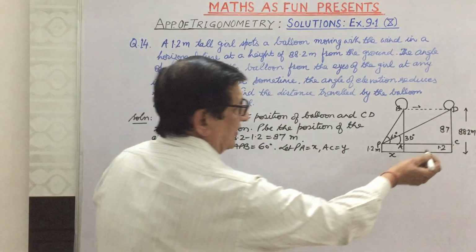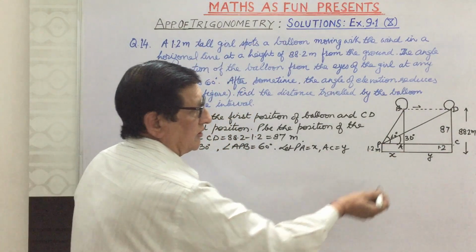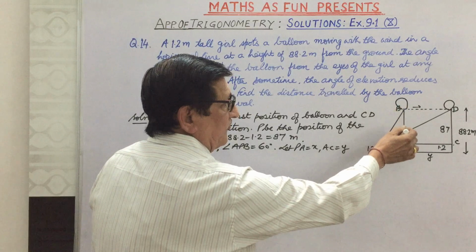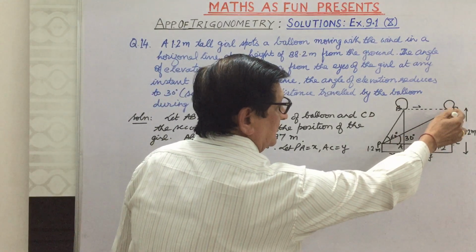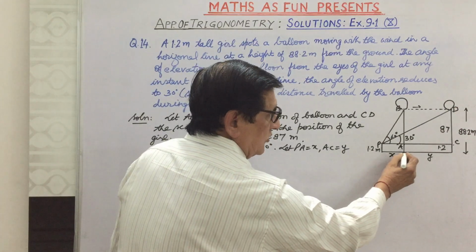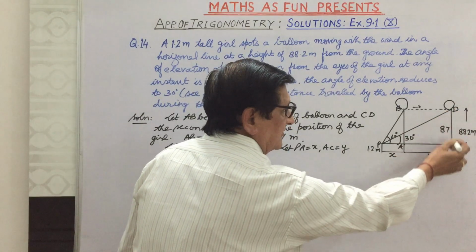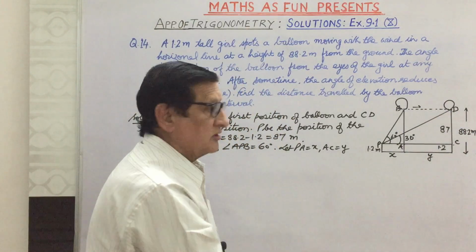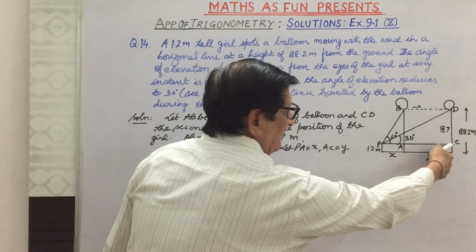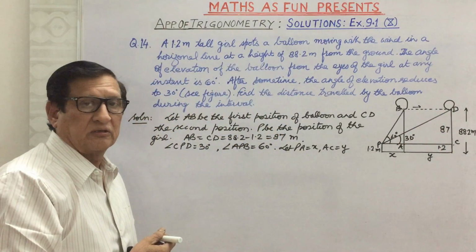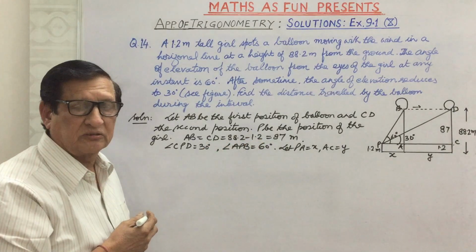From the diagram, suppose P is the position of the girl, AB is the first position of the balloon, and then CD is the second position of the balloon. From the ground, the total height has been given as 88.2. The height of the girl is 1.2 meter. It means this CD will be 88.2 minus 1.2, that is 87 meter.